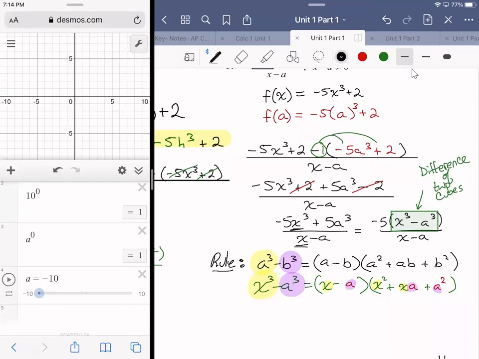Professor? Yeah. If it's like a cubed plus b cubed, can you just break that one down too? Yep. So for the sum of 2 cubes, we have another rule. If it's a cubed plus b cubed, it would be a plus b times a squared minus ab plus b squared.